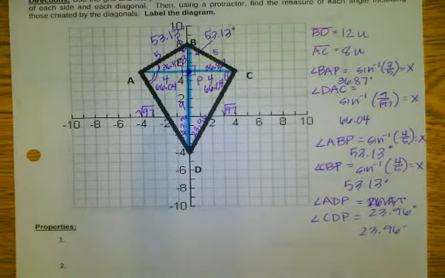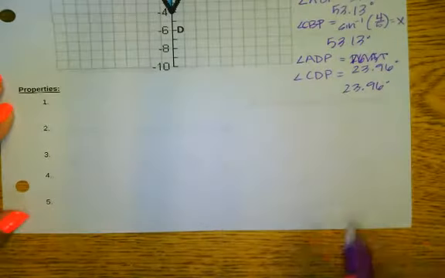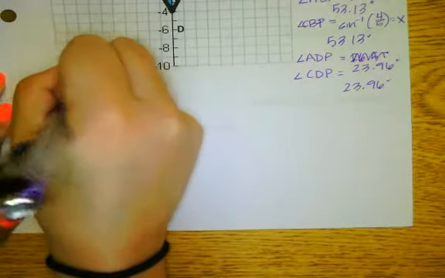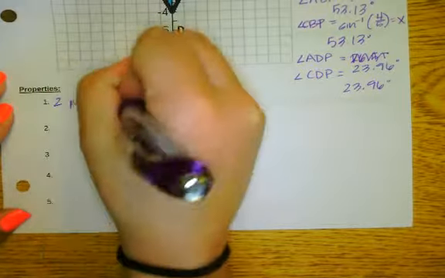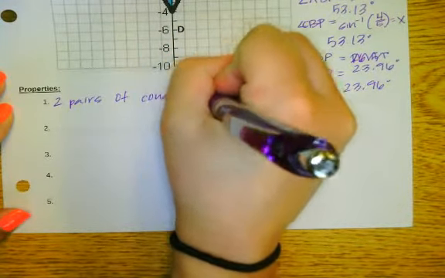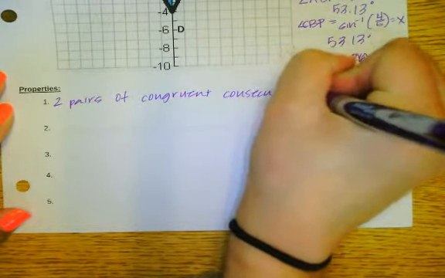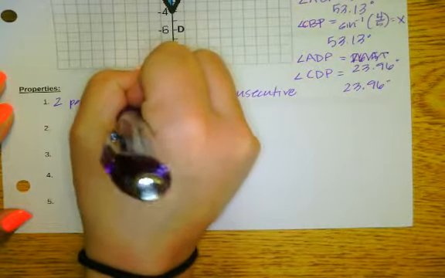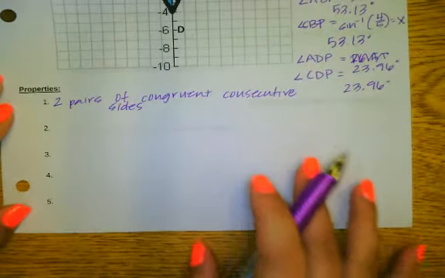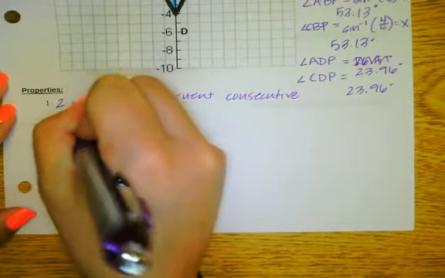That was a lot of properties that I just threw at you, but I am going to write them out for you. Number one, there are two pairs of congruent consecutive sides. Two, your diagonals are perpendicular.